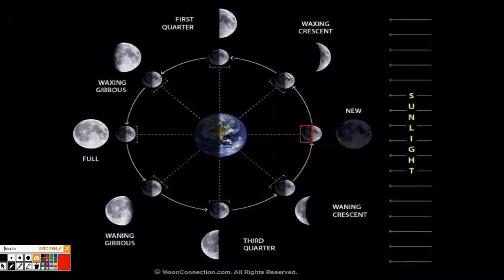Look at the waxing crescent position. As always, half the moon is covered in light, but we still see mostly darkness. However, now we can see a small amount of light on the right side, making the moon appear like a small sliver of light. Again, the box represents what we see.